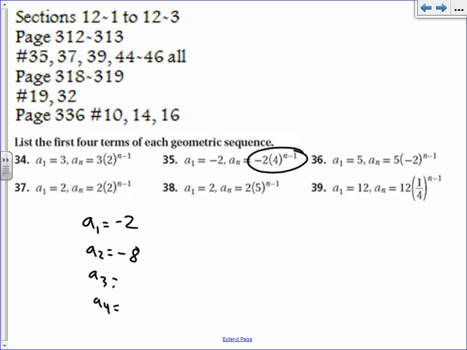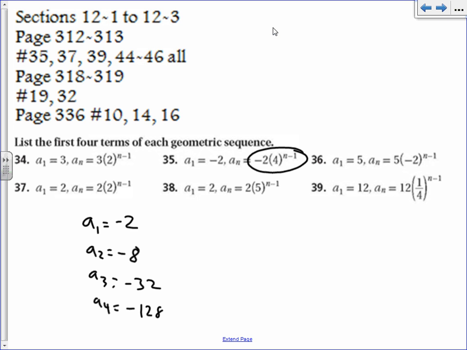So now the next number is plug in a 3. 3 minus 1 is 2. 4 squared is 16. Times negative 2? Negative 32. Okay, so now 4. 4 minus 1 is 3. 4 to the third is 64. 64 times negative 2 is negative 128.